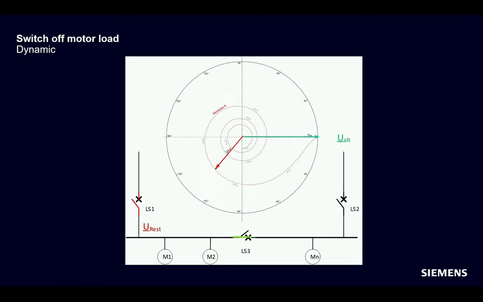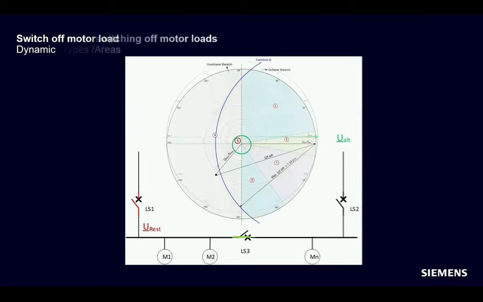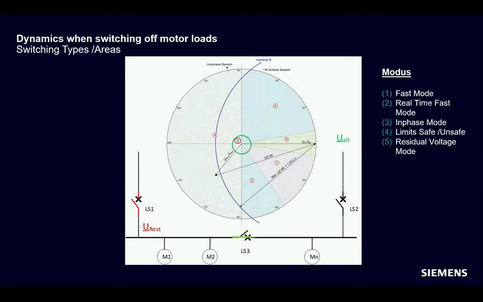And this is only possible with simulation software, for example, EMTP or so on, or you use, for example, Relay SimTest from OMICRON, because Relay SimTest also offers a dynamic simulation. And why do we need to simulate that in a dynamic way? You see here the different areas for the switching modes.